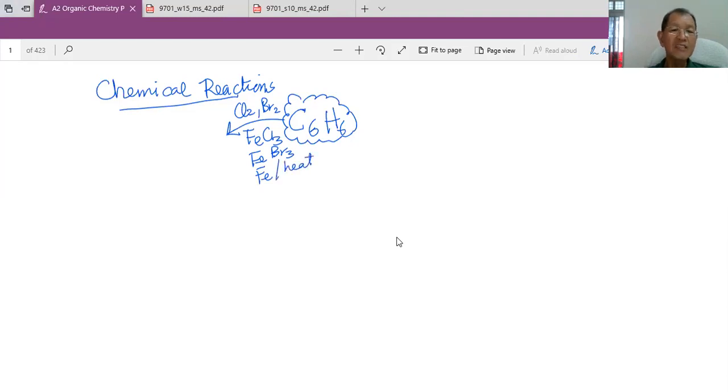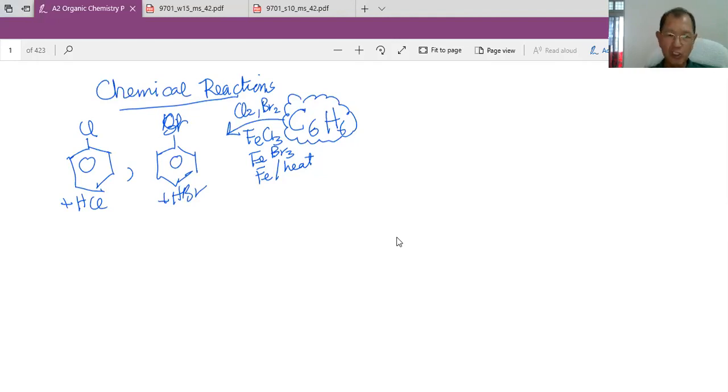So if it's chlorine here, you will get chlorobenzene. That means you're going to kick out the hydrogen there, which will form the ring here, plus your HCl. If it's bromine, you get bromobenzene here, and of course your ring, plus HBr. We'll look at the mechanism later. So this is the first one. Remember, these are all undergoing electrophilic substitution.